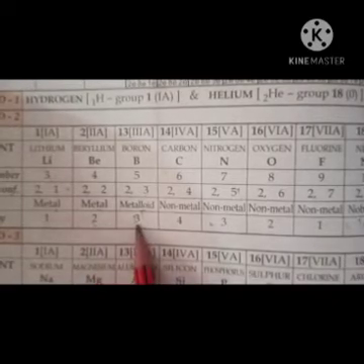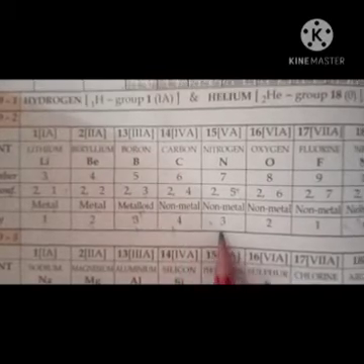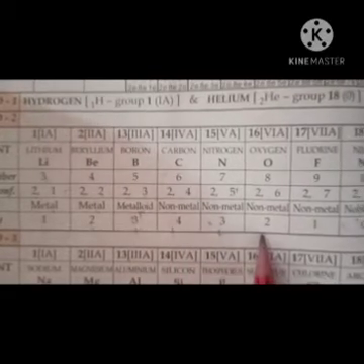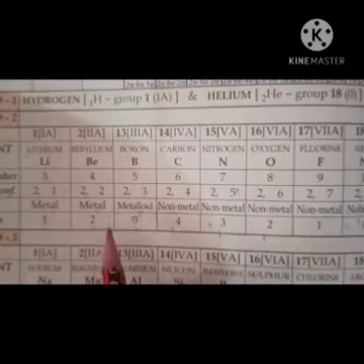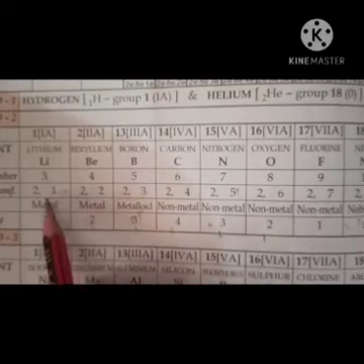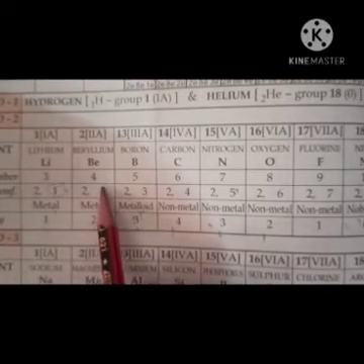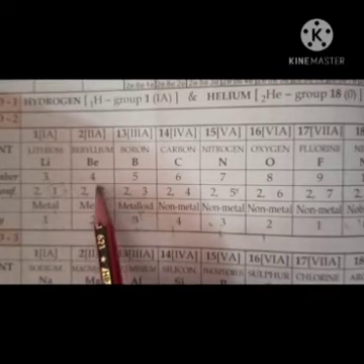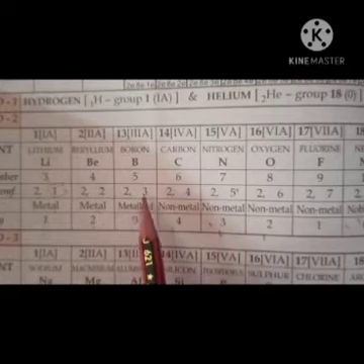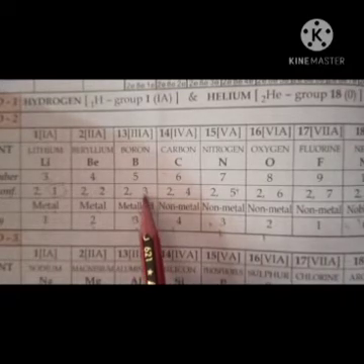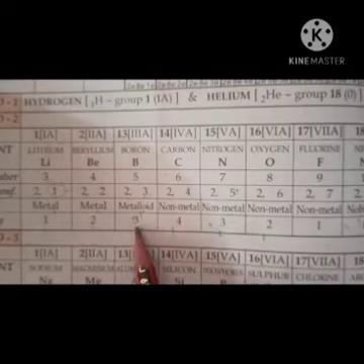Then 13 has what? 3. 14, 4. Then 15, 3. Then 16, 2. Why? Just remember, because it has what? It will lose 1 electron, so its valency is 1. Beryllium loses what? 2 electrons, so its valency is 2. Then boron loses 3 electrons, so its valency is 3.